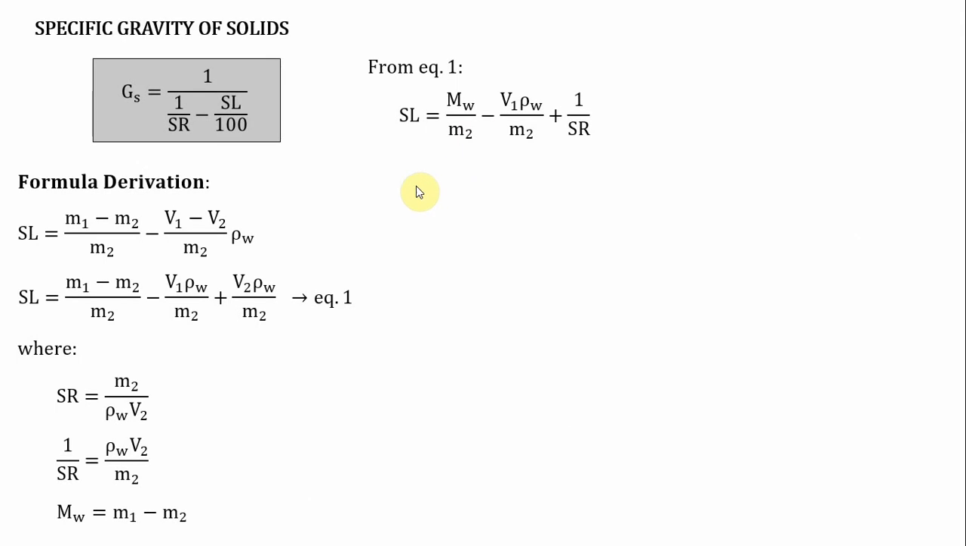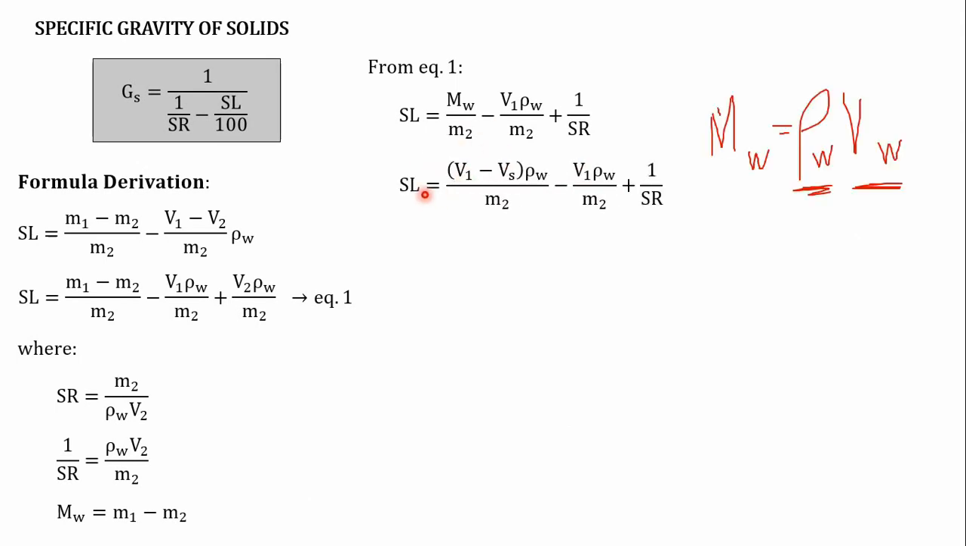Okay, so therefore, class, our equation will be simplified as shrinkage limit is equal to V1 minus Vs. Ito yung ating volume ng water, class. Para ma-mass yan, times natin to ng density of water. Okay, so ito na yung, class, MW is equal to this term divided by M2 is equal minus V1 times density of water divided by M2 plus 1 over SR.